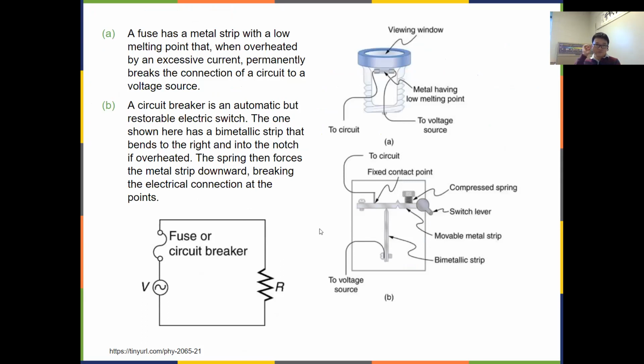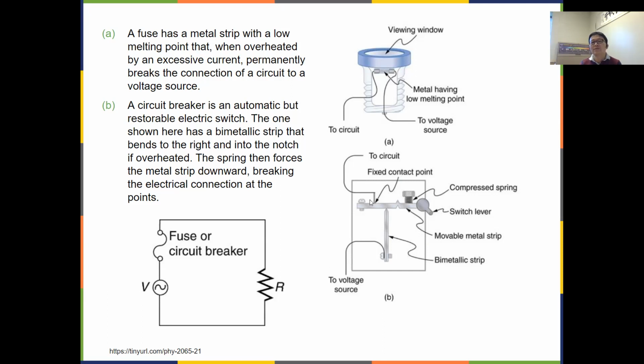So one way to prevent that is by using a fuse, or a circuit breaker. So there are two ways. Okay, so the fuse is one part of the circuit that has a metal inside which has a lower melting point. So if a large current goes through that, it heats up this part and will melt the metal here, then cuts off the electricity.